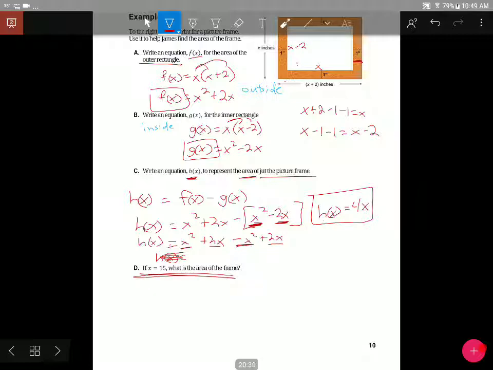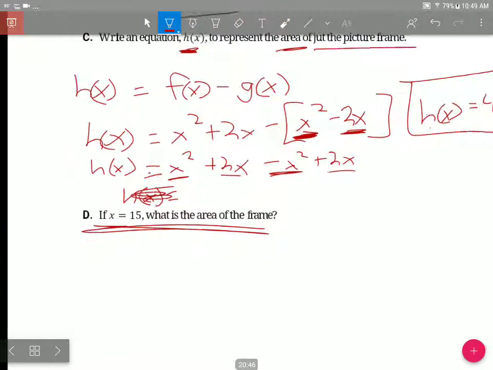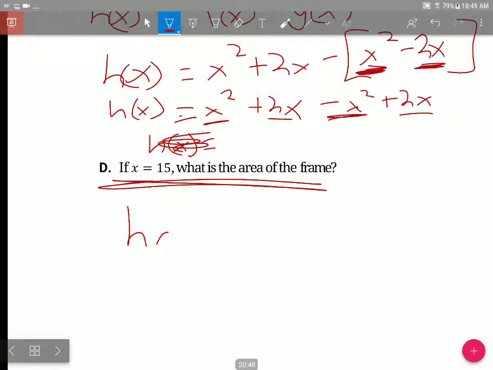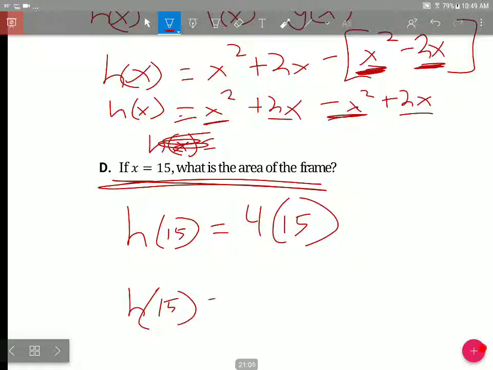And then it's going to ask one more question like this. Letter D. If x was 15, what is the area of the frame? Well, which function, f, g, or h, represents the area of the frame? H. Exactly. F was the outside, g was the inside, h was just the frame. So if I want h of 15, we're going to plug that in for x. What is 4 times 15? 60. So if x was 15, it's 60.